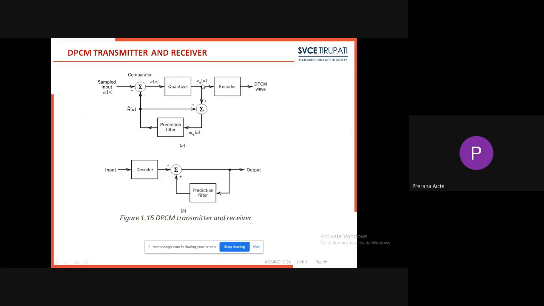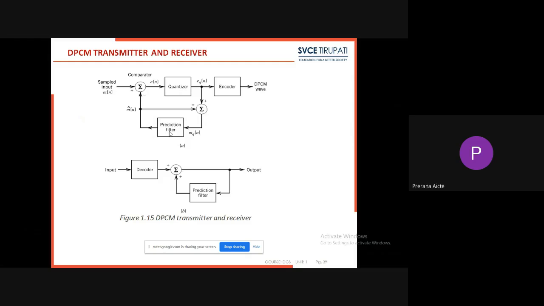Then we get the quantized value. Again, this quantized value is applied as input to the prediction filter, and again it is compared with the present sample. Finally, we encode the data using DPCM. Let me explain clearly. Here, the value of the present sample, that is the sampled input, is predicted from the past sample. The prediction may not be exact, but it is very close to the actual sample value.